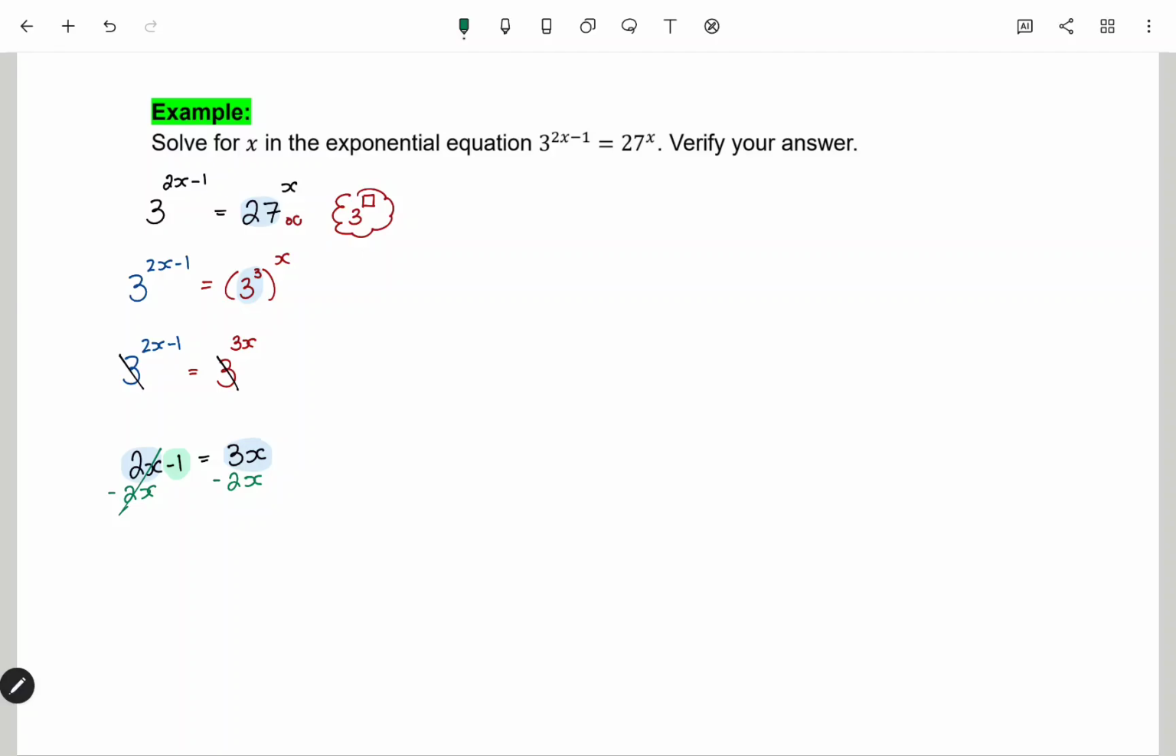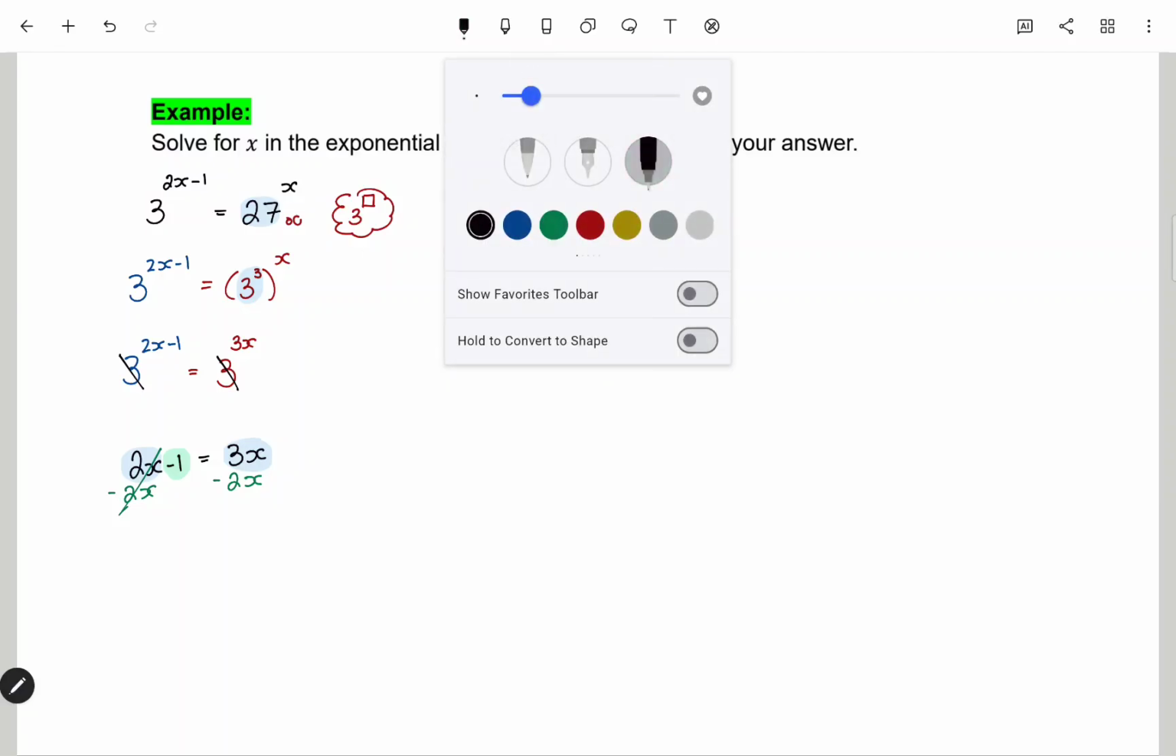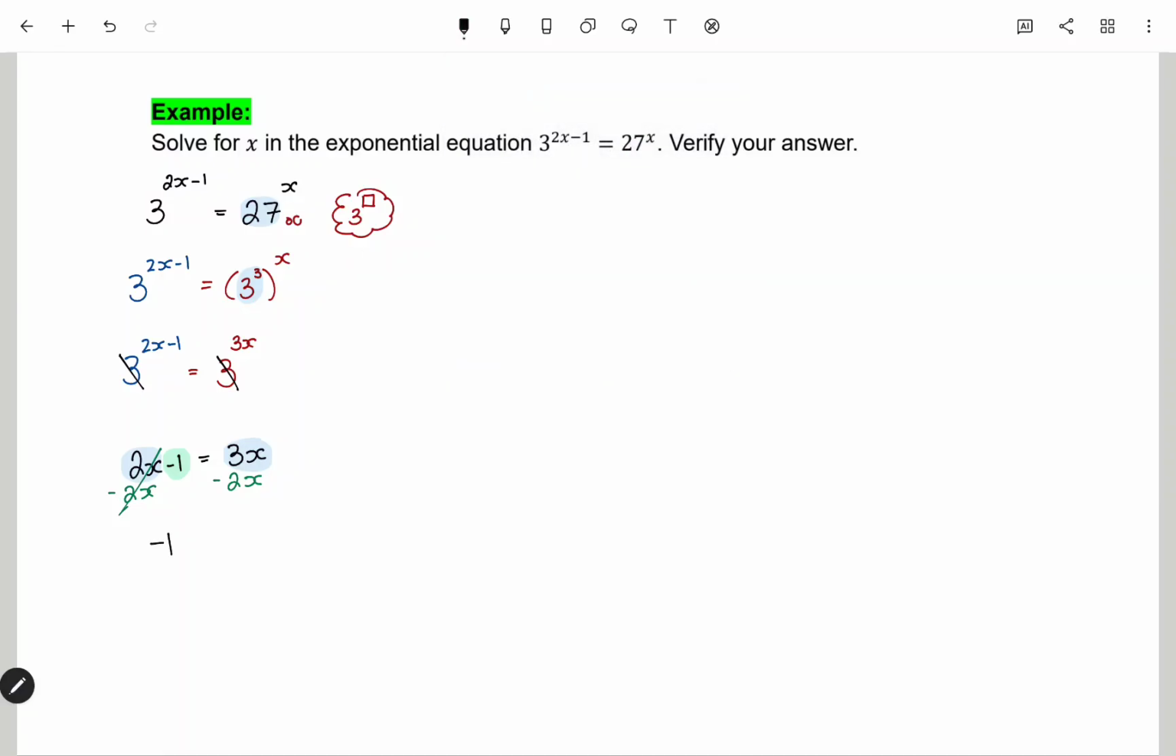So that gets rid of the x on this side. So that just leaves us with negative 1. If I had 3 x's, and I took 2 of those x's away, I'm just left with 1 x. So we get that x equals negative 1.